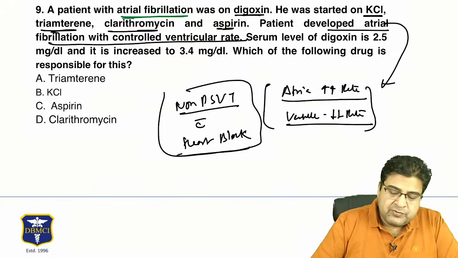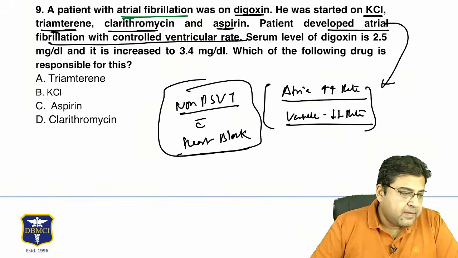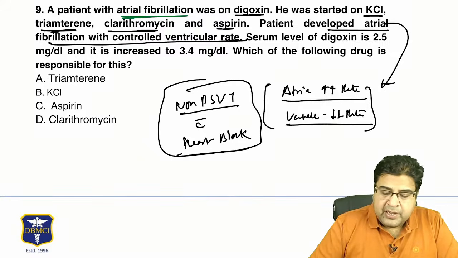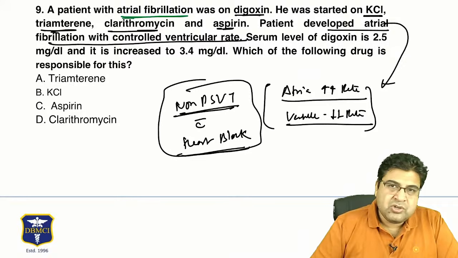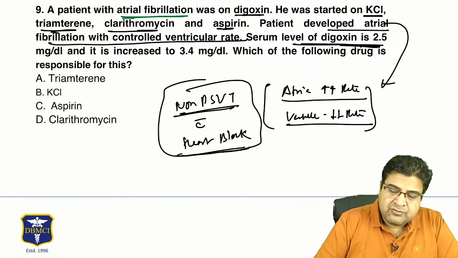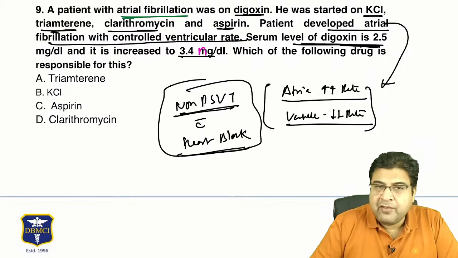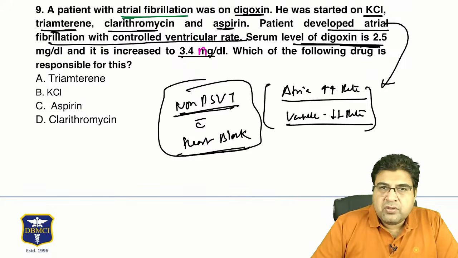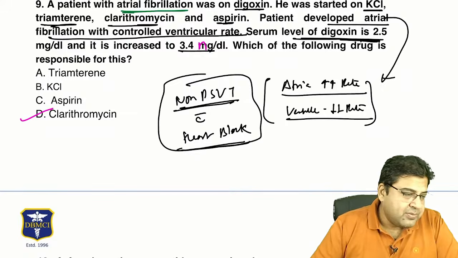So non-PSVT, when the atria will contract at high rate and the ventricle will contract at low rate. So this is digoxin toxicity, and you can see here the digoxin level is increased from 2.5 to 3.5. This should be guys nanogram. They have written the milligram, but it's nanogram. So level is increased. So this is possible because of the clarithromycin.